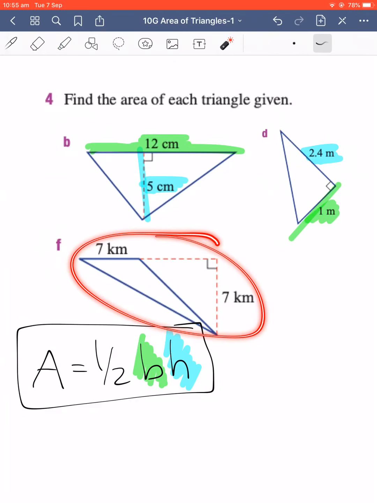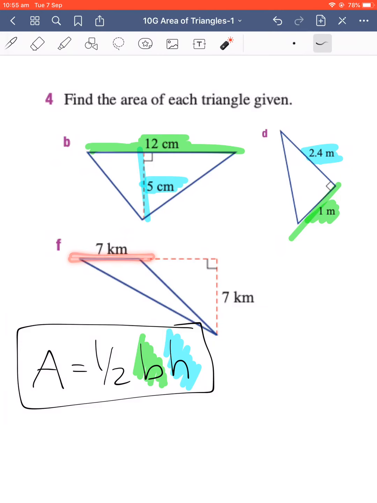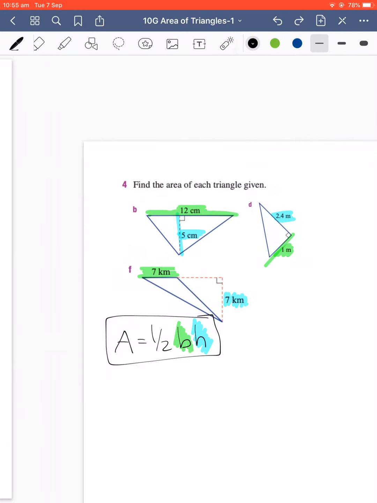Next one we have is this one down here. So with this one, I have my base here of 7 kilometers. So I'm going to highlight that one I have as my base. And I have my height, will be this 7 kilometers as well. Okay, now I can go to actually have a go at answering some of these.